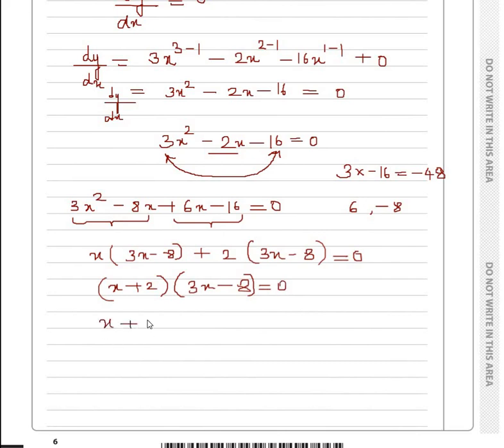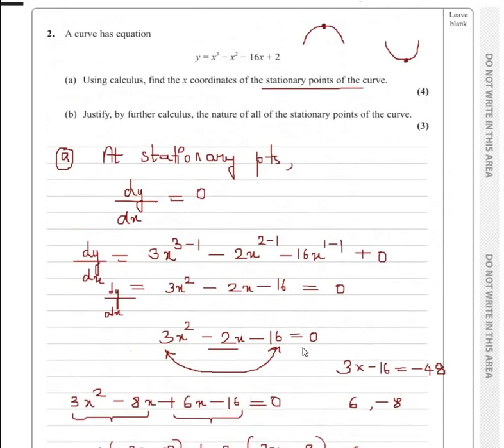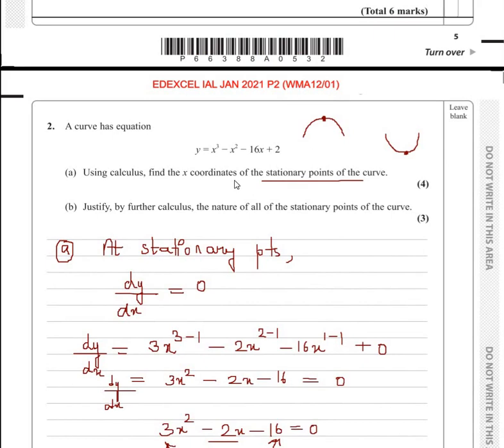To get the values of x, we take x plus 2 equal to 0 and 3x minus 8 equal to 0. Therefore, we get the x value as negative 2 here, and we get the x value as 8 over 3 here. So we got the x-coordinates as asked in part A.